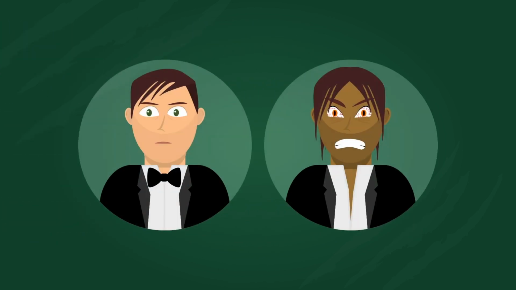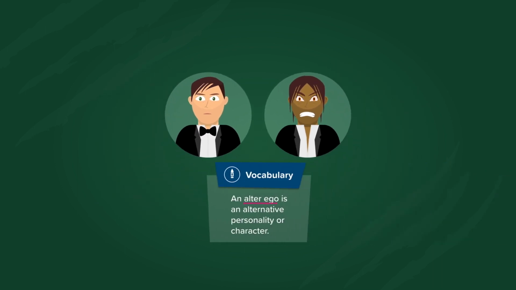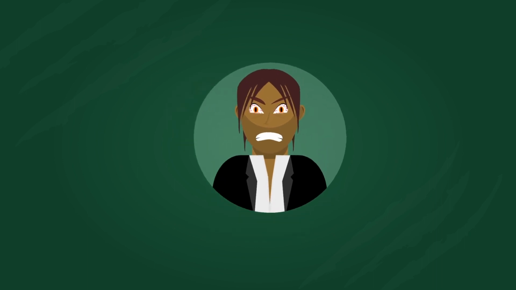Dr. Jekyll experiments with science to separate out his good and evil identities. He creates an alter ego, Mr. Hyde, who is pure evil. An alter ego is an alternative personality or character.